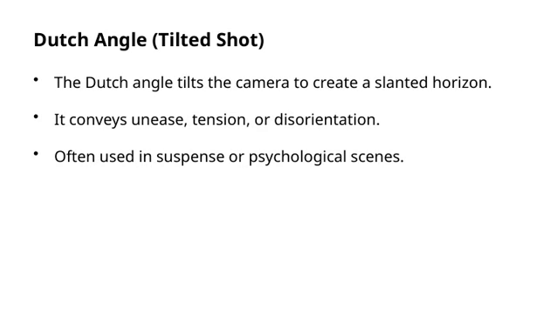Now, let's talk about the Dutch angle, also known as the tilted shot. This technique involves tilting the camera to create a slanted horizon. It's a simple but powerful way to visually communicate a sense of unease or disorientation. When you see this in films, it often signals that something is off or that characters are experiencing psychological tension.